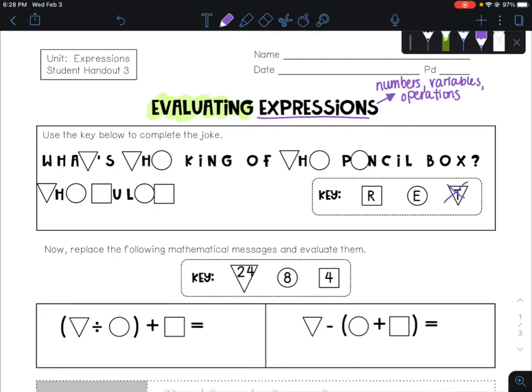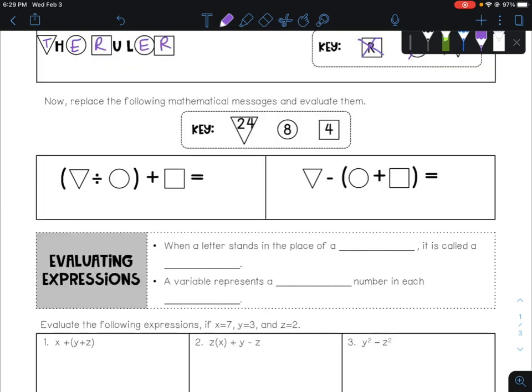So all the triangles are the letter T, upside down triangle. And then all the squares are the letter R. And then the circles are the letter E. Anytime we saw a certain shape, it matched with a certain letter. And our answer is, what's the king of the pencil box? The ruler. So let's try to slowly move this over to math.